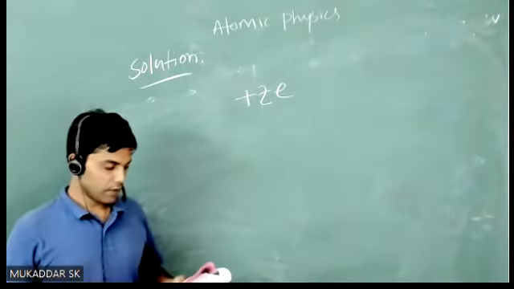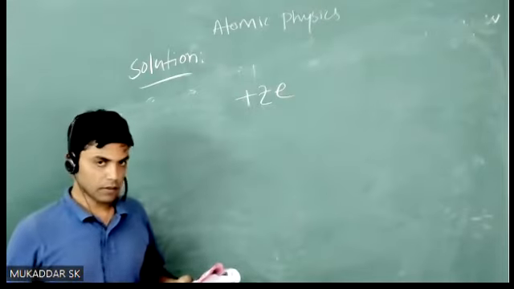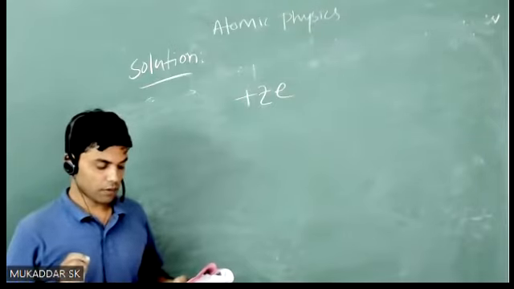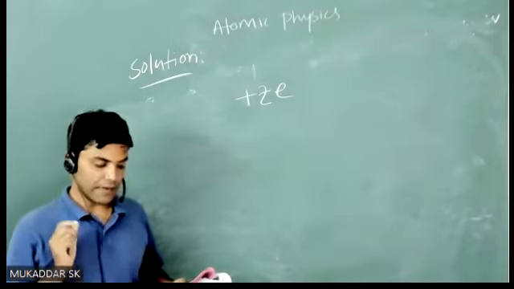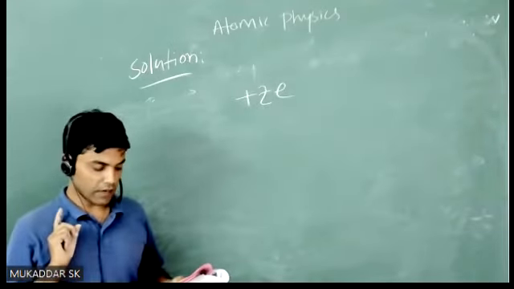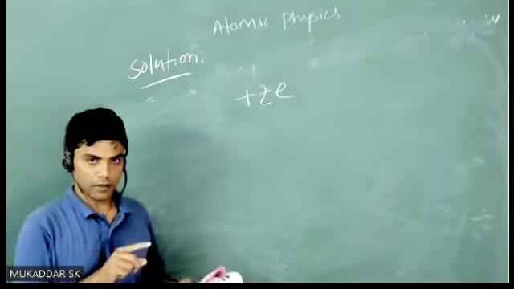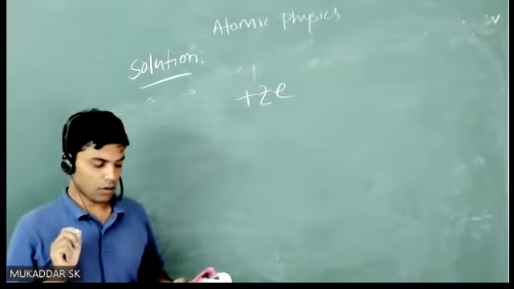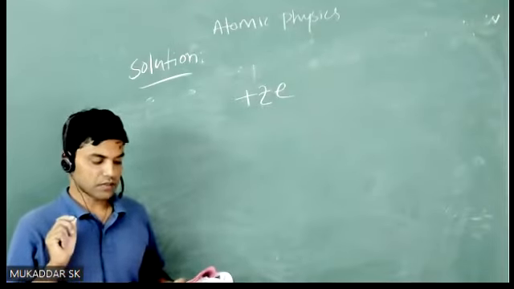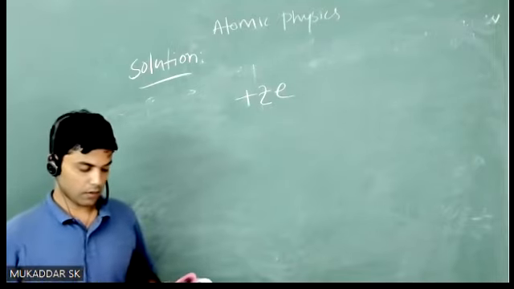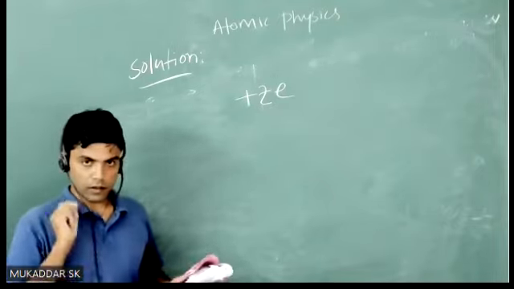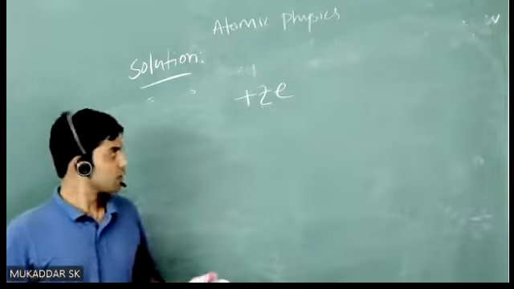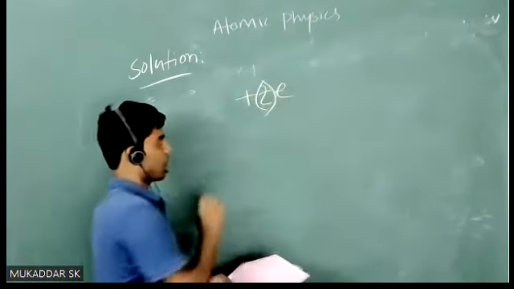Also, after the full stop, please write: it requires 47.2 electron volt to excite the electron from the second Bohr orbit to the third Bohr orbit. Now write the questions. Part A: find the value of Z. That value you have to calculate.